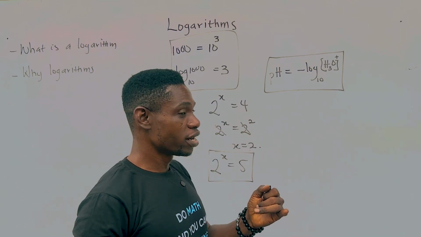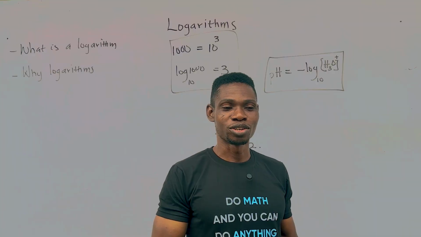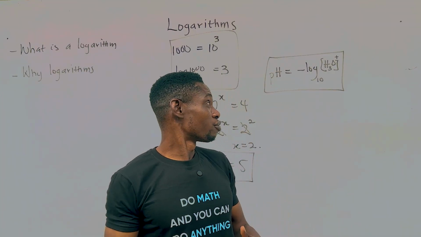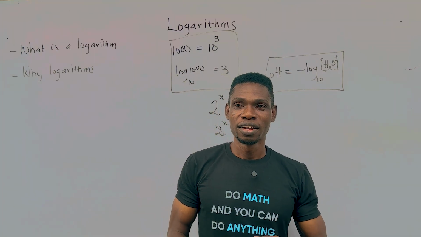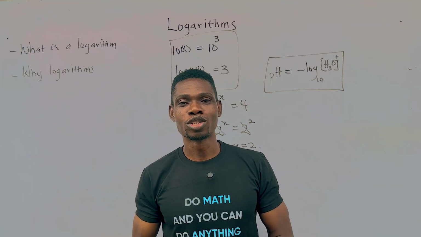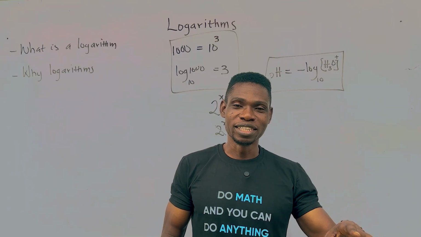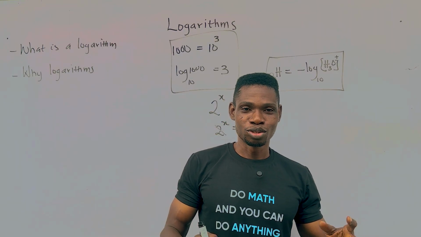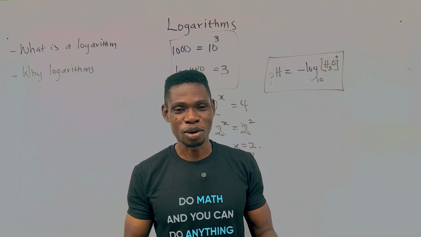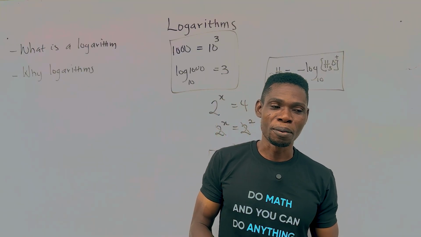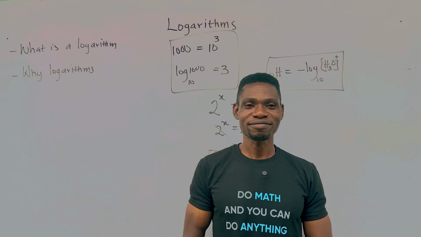So I said 1, logarithm is used for handling complex exponential equations. 2, logarithm is used for scientific calculations like the pH of a solution as I've just shown. 3, in computer science, we use logarithm to determine algorithms' time complexity. So logarithm is important in computer science. And finally, I said I'm giving 4. In finance, we use logarithm to calculate compound interest.